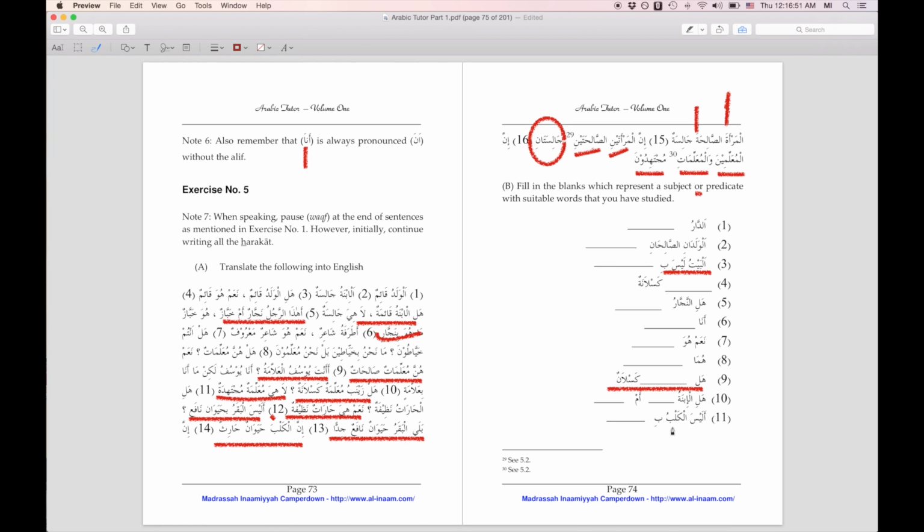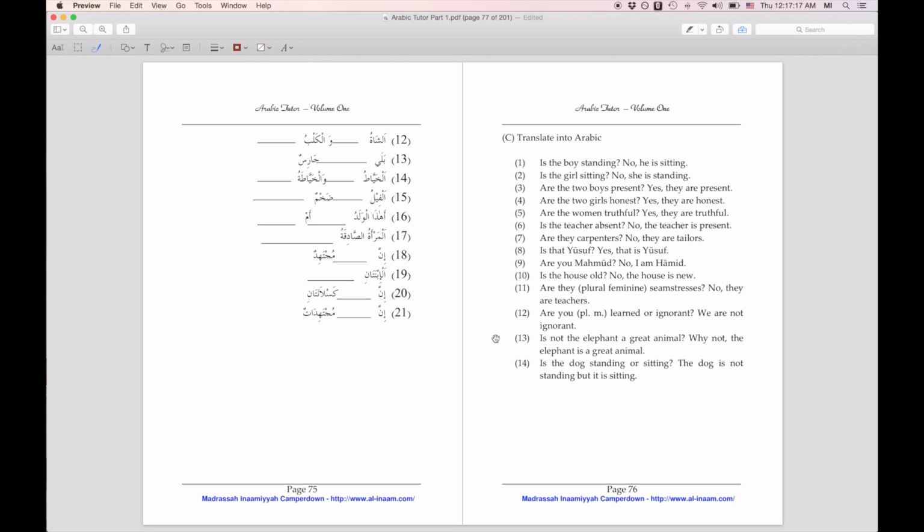Number 11, alaysa al-kalbu binafa'in, is not the dog beneficial. Okay, so that's 11. Next page, number 12, ashatu, the sheep. You could say the sheep is weak and the dog is strong, something like that. So ashatu da'ifatun wal kalbu qawiyun. So that's a feminine and this is a masculine.